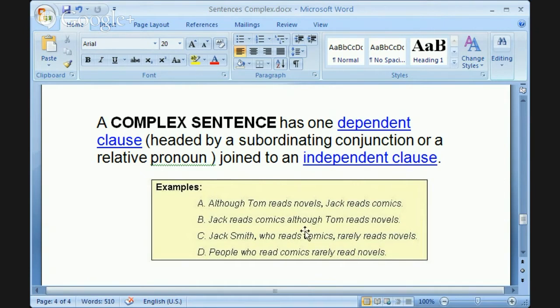If I have the dependent clause first, I need to have a comma. If I do not, I don't need a comma. That's it.